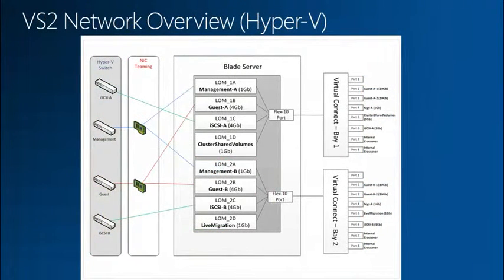Okay, I was talking about Virtual Connect and server profiles. So this is basically an illustration of how Virtual Connect works. So we take the 10 gigabit connection, and using what we call a server profile, we're able to create the management, guest, iSCSI, cluster share volumes, and so on. And then because we have 2 Virtual Connect ports, we're able to create the necessary layer of redundancy. So if you lose one entire Virtual Connect, the entire workload can be sustained by the second Virtual Connect interconnect device.